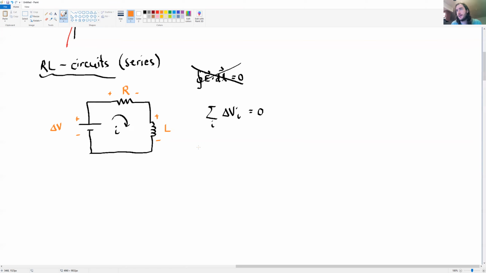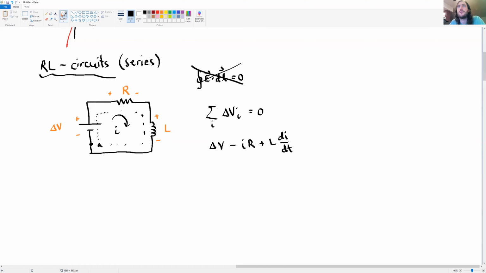Okay, so how do we do this? Well, we just write down what each of these potential differences is. So suppose I start right here at this point A, and I go around the circuit in this direction, and I come back around to the point A. Well, then I would have gained a potential difference delta V. I would have lost a potential difference i times R. And I actually used the lowercase i. And I would have lost a potential difference minus a negative L di/dt.